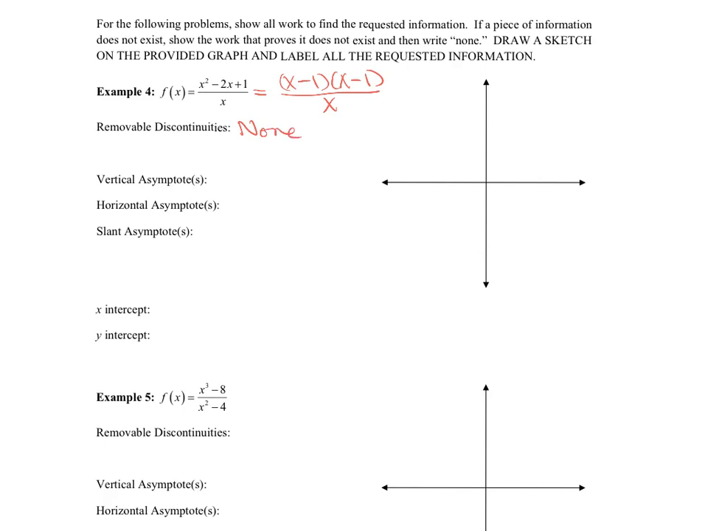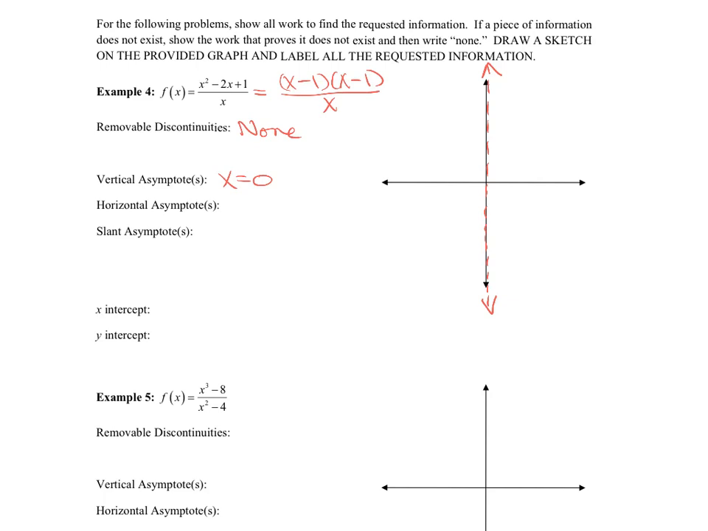Let's look at now what makes the denominator 0. Well, 0 makes the denominator 0, so that is our vertical asymptote. Again, it's a vertical line, so make sure you write it as x equals. To graph x equals 0, it is a line over the y-axis with the arrowheads.